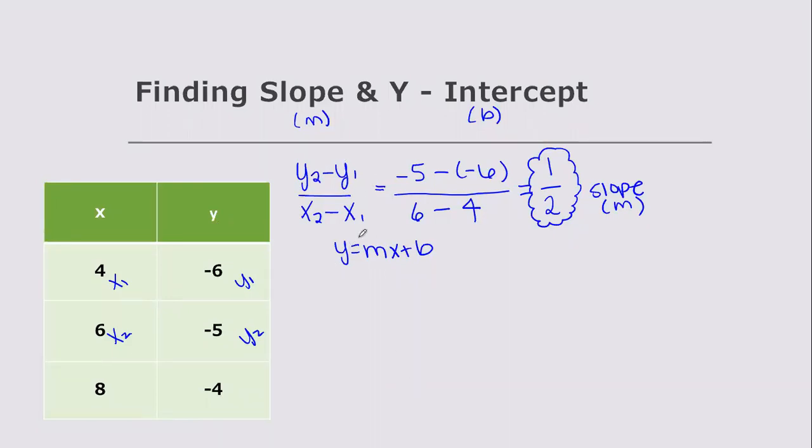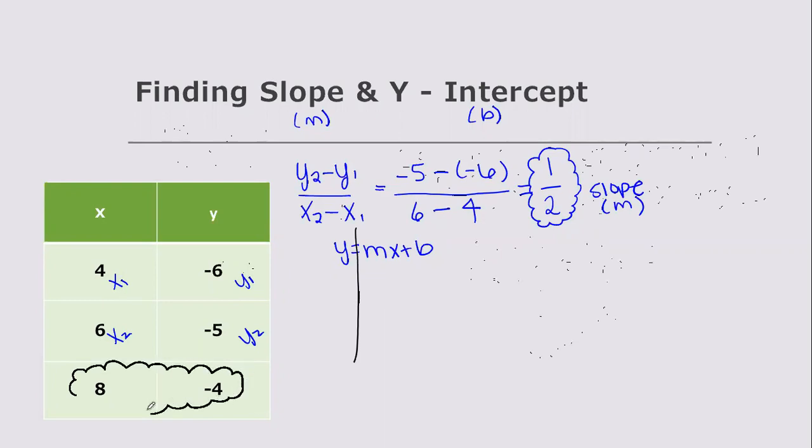So we have this equation, but we don't know what b is. So we're going to solve for b. And I think if I heard Noah correct, he said, how about we use these other two numbers right here? And it doesn't really matter which numbers you use, but let's just use 8 and -4. We're going to use these numbers.